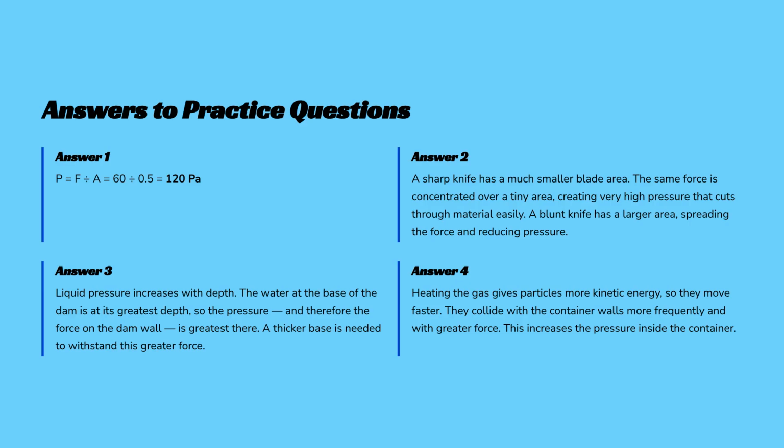For the first question, the pressure is 120 pascals. A sharp knife works by concentrating force on a smaller area. Dams are thicker at the base due to increased water pressure. Heated gas pressure rises because of faster, more frequent particle collisions.